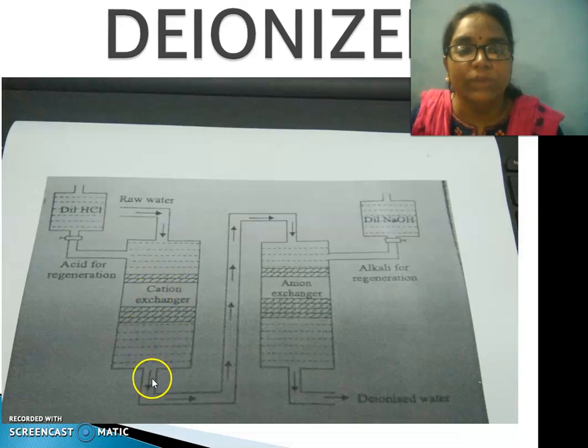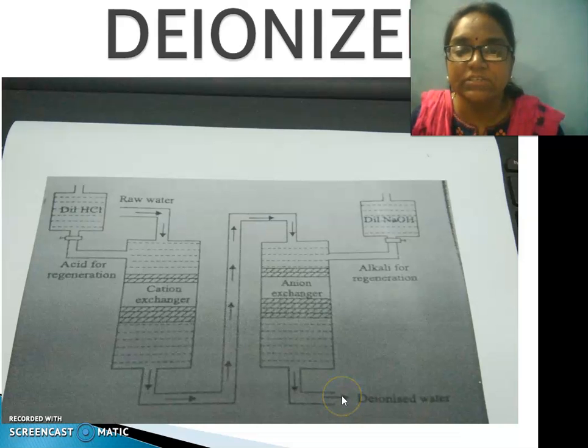The water coming out from the cation exchanger column is completely free from cations. This water is now passed to the anion exchanger column, where all the anions are also absorbed by the anion exchange resin. So the final water coming out here is only the deionized water. All the ions are completely removed here. That's why we call this water deionized water.